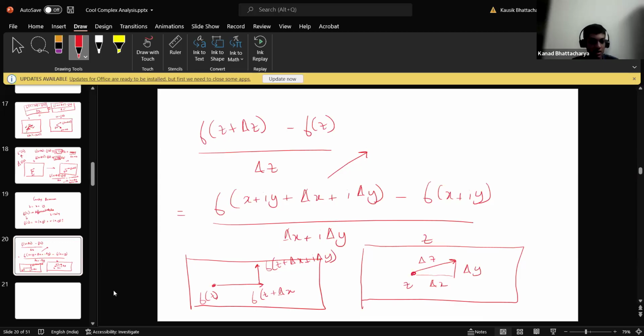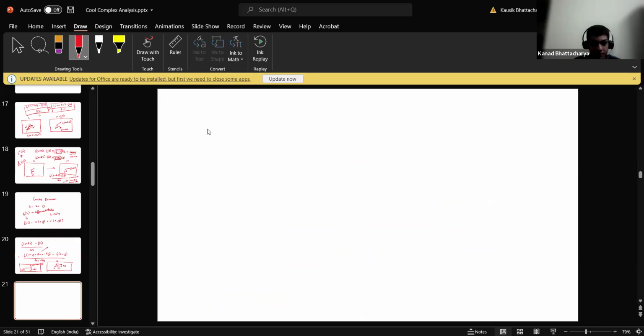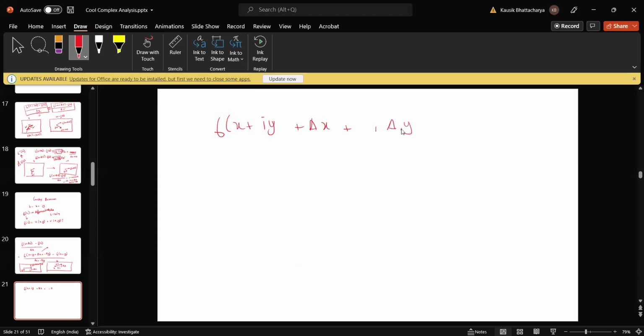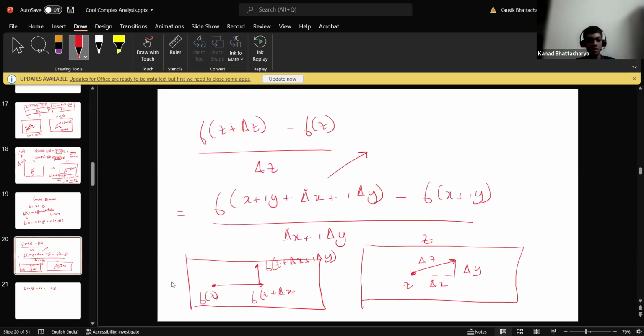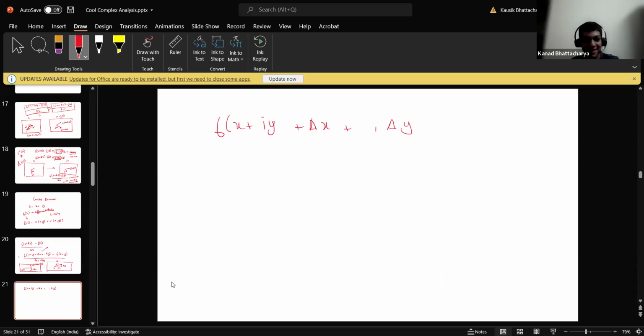I'll just go to the next page. Oh wait, can I just go to the previous page? I haven't yet gotten to the main thing. Oh no, I'm just trying to understand what's going on in the w plane. Okay, I'll just draw it a little bit better. My drawing skills are kind of bad.